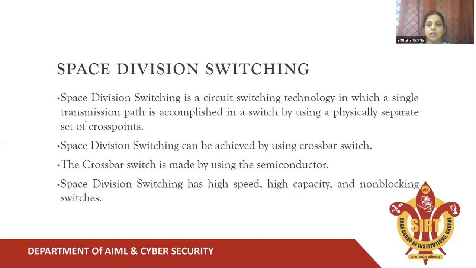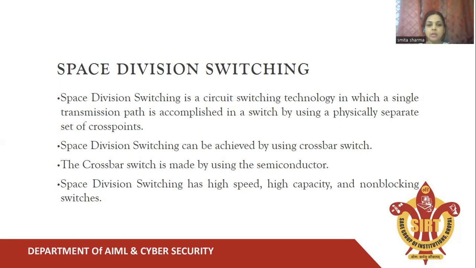Because of the crossbar switch, space division switching has the advantage of high speed and high capacity. Speed means the data transmission takes place at a high speed, and high capacity means a large amount of data can be transmitted between the sender and the receiver. And non-blocking switches.